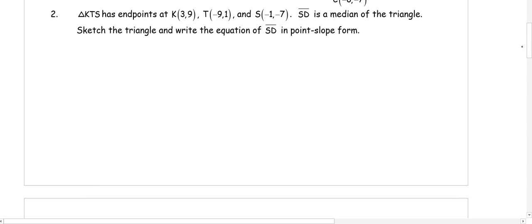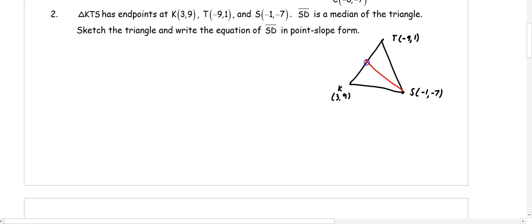Number 2, triangle KTS has endpoints at K, T, and S. SD is the median of the triangle. Sketch the triangle and write the equation of SD in point slope form. So first thing I'm going to do is create a triangle, and it doesn't really matter where the coordinates are. So I'm going to call this K, which is 3, 9, T, which is -9, 1, and S, which is -1, -7. So I want to find the median of the triangle, SD. So S to D, so D is over here.